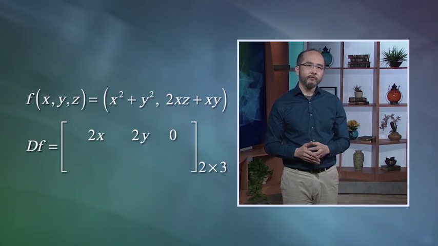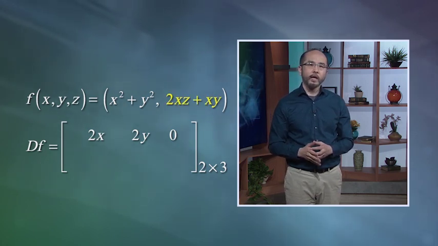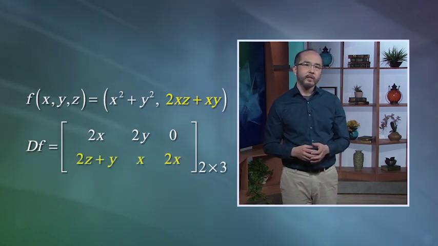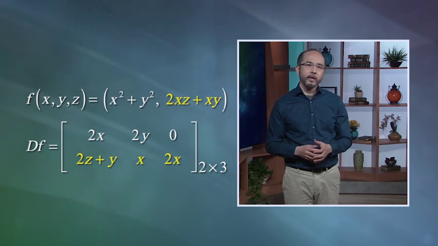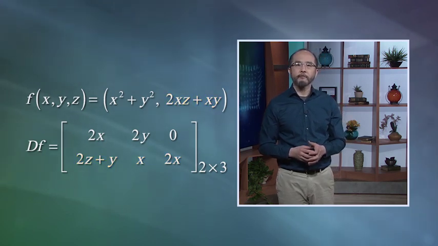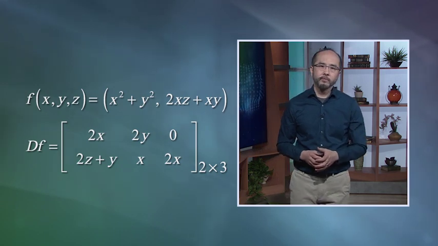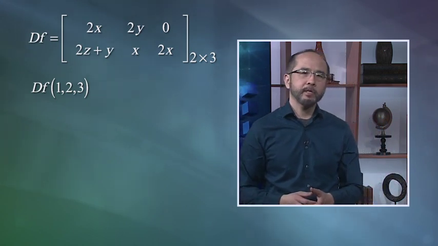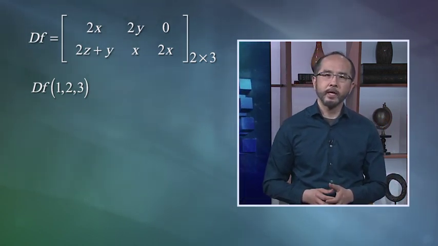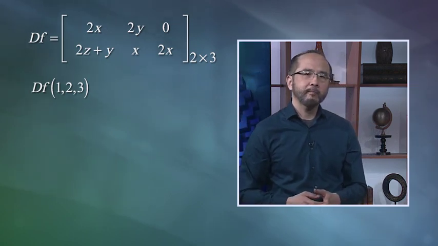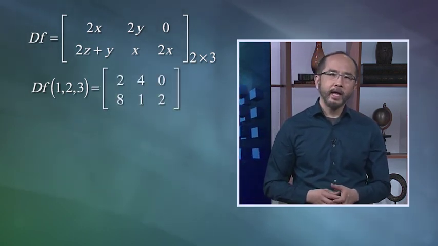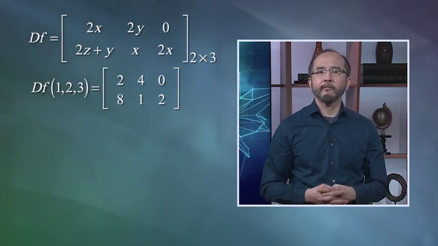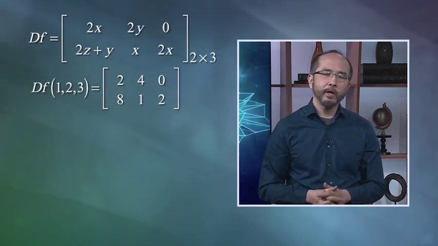Similarly, the derivative of the second function, 2xz plus xy, with respect to x, y, and z, gives a second row of df as 2z plus y, x, and 2x. So df is this 2 by 3 matrix. And if you ask me to evaluate df at specific points, like 1, 2, 3, I can plug those in and I get the matrix 2, 4, 0 and 8, 1, 2 in the rows. This matrix will give a good idea of how f of xy behaves near the point 1, 2, 3.